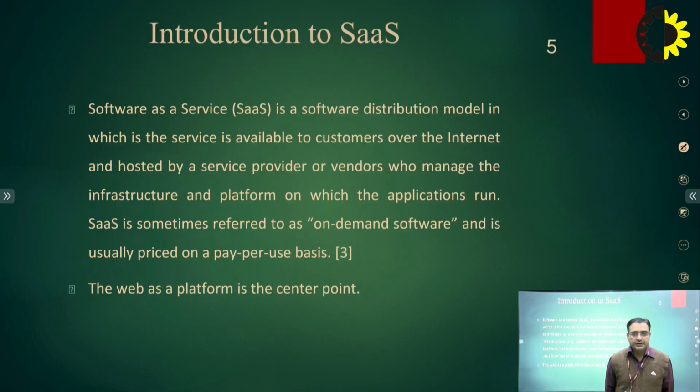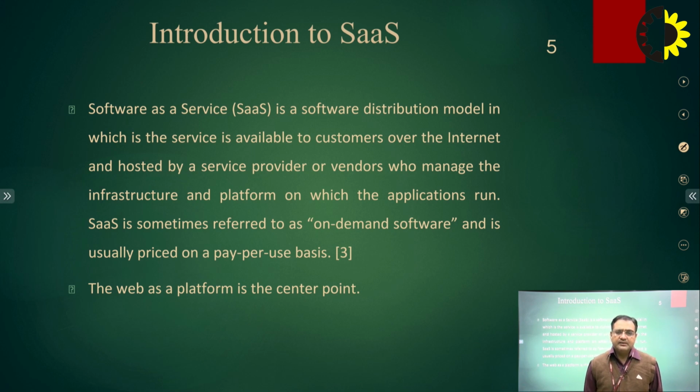Introduction to software as a service. Software as a service is a software distribution model in which the service is made available. It means the software we are using in the current scenario, like Microsoft Office 365, Zoom app, Google Meet, Microsoft Teams, Google Calendar, Google Drive.